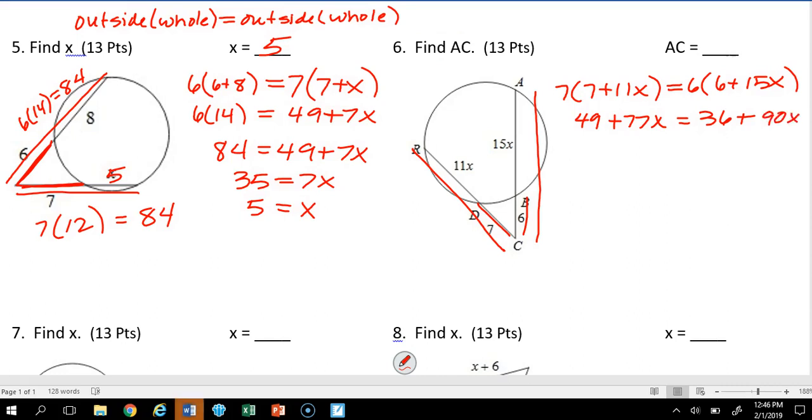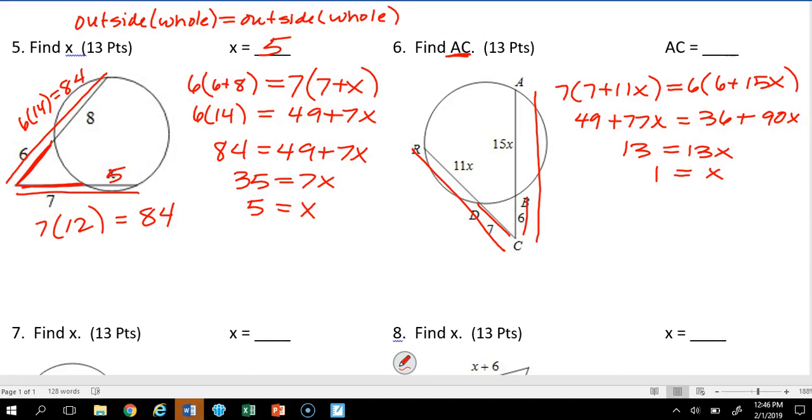Going to subtract 36 from 49. That's going to give me 13, and I'm going to subtract 77 from 90. That's also going to give me 13. So my x here is equal to 1. Again, the question asked me to find AC, so I have to plug that back in.